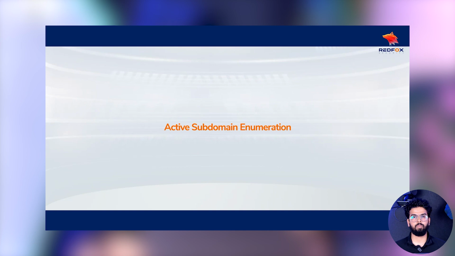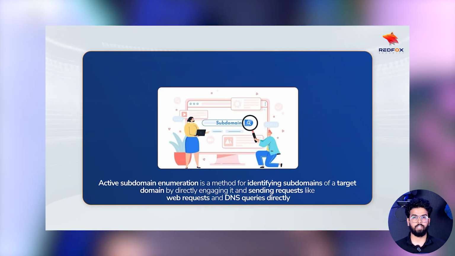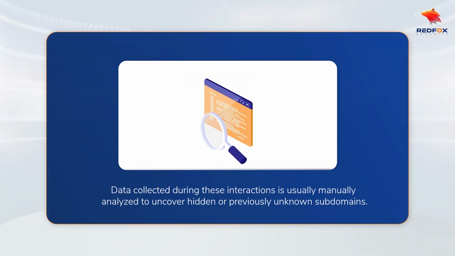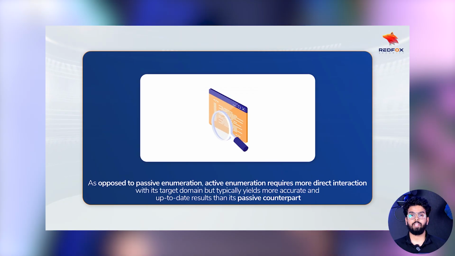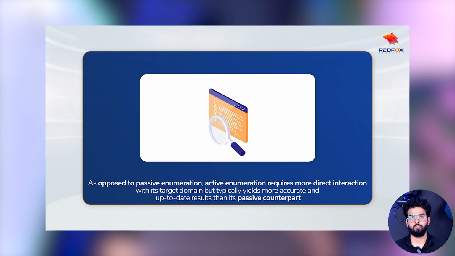Active subdomain enumeration. Active subdomain enumeration is a method for identifying subdomains of a target domain by directly engaging it and sending requests like web requests and DNS queries directly. Data collected during these interactions is usually manually analyzed to uncover hidden or previously unknown subdomains. As opposed to passive enumeration, active enumeration requires more direct interaction with its target domain but typically yields more accurate and up-to-date results than its passive counterpart.